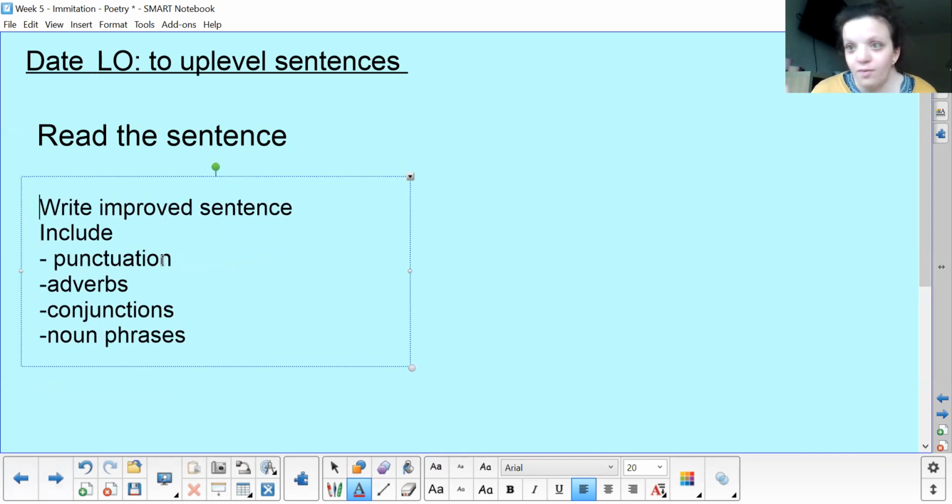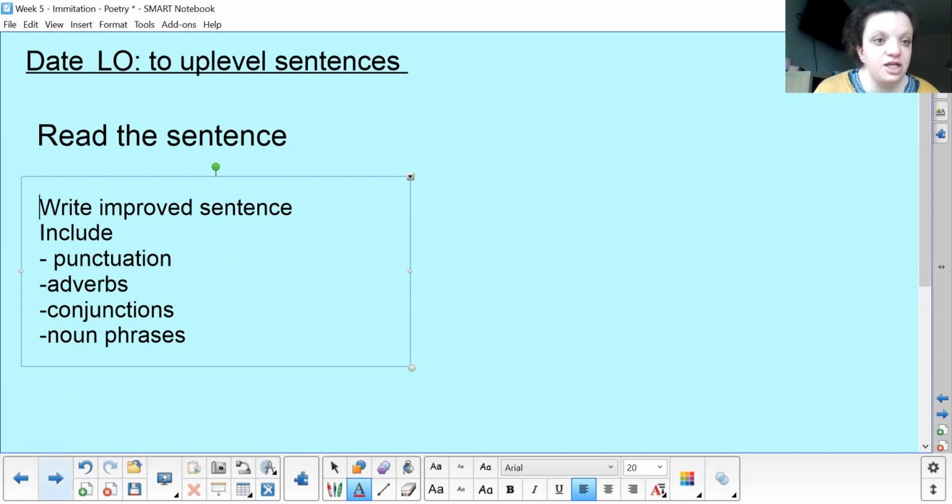We're going to see if we can include these things in our writing. Punctuation: make sure they've used the correct punctuation, or we could make it more exciting and use different punctuation. Adverbs: you did some adverbs yesterday with Miss Flaherty, and you learned all about how adverbs were used, so see if you can bring some of those ideas into today's sentences. Conjunctions: extending that sentence and using extra bits in it. And noun phrases.